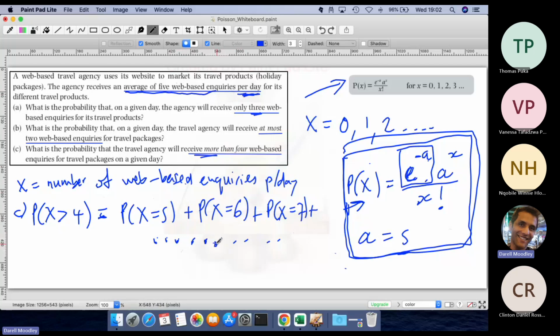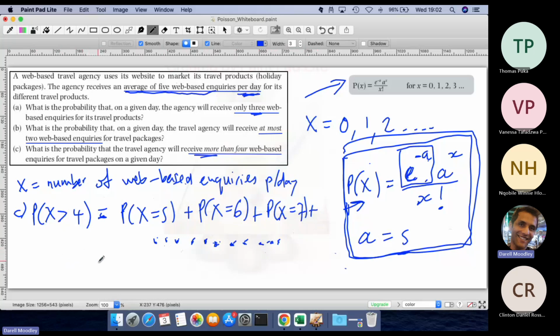And now we can't work out every single probability here. This is too long, it's not doable. We need to find some trick to work this out without having to work out all these probabilities. And that's where we're going to use the complement rule. Let me try and explain how the complement rule works.